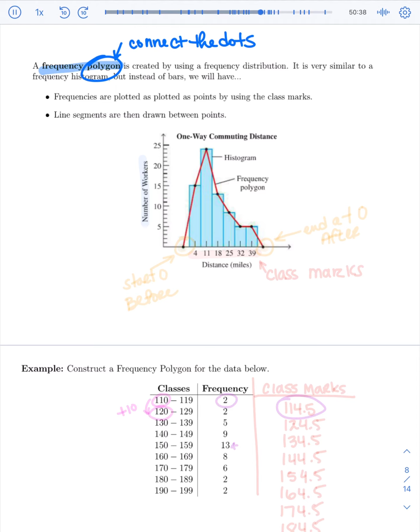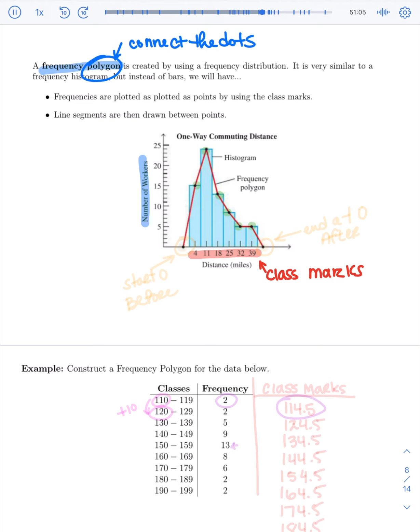Again, you're still going to be using class marks along the bottom, just like in our histogram. So you'll have your class marks, or midpoints, on the bottom. You'll have your frequencies along your side, and then you'll make points, and for each midpoint, you'll have your frequency, and you'll make points, and you'll play connect the dots.